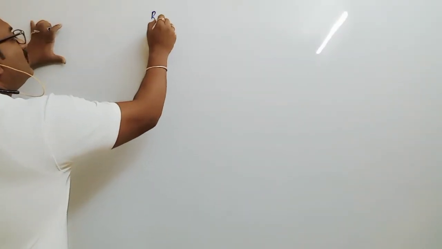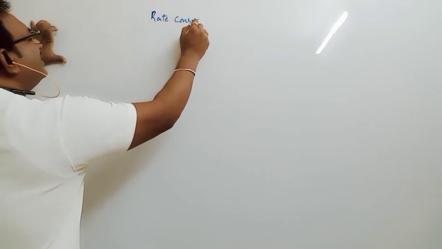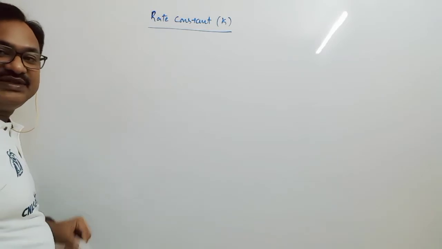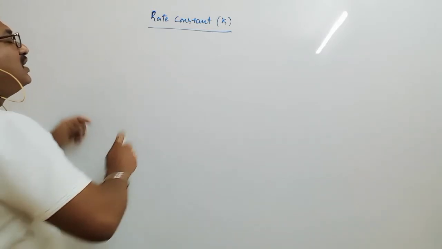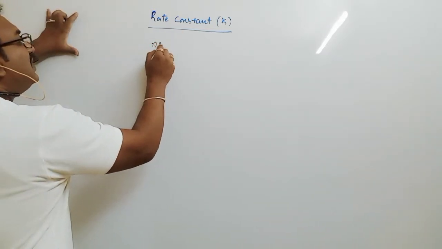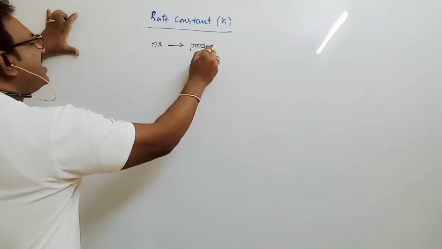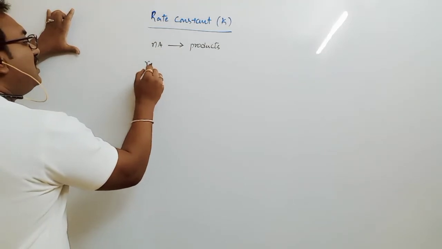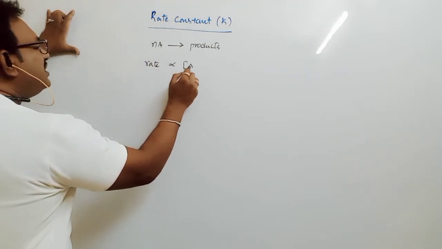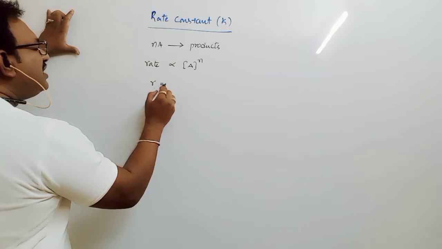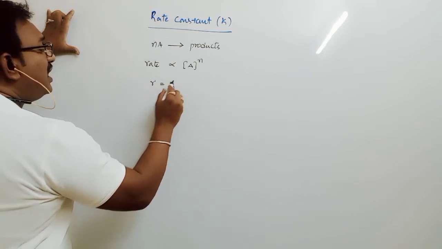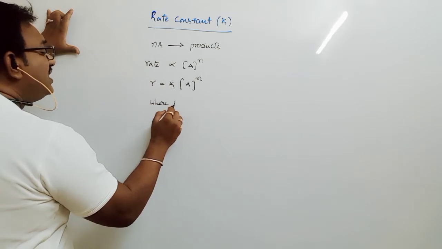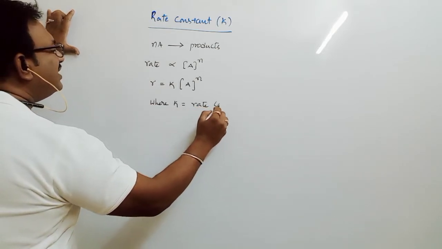Okay, so go through the rate constant. It is designated with K. Take a chemical reaction: n moles of A gives rise to products. Then rate is proportional to concentration of A power n. Then rate R equals rate constant K into concentration of A power n, where K is the rate constant.